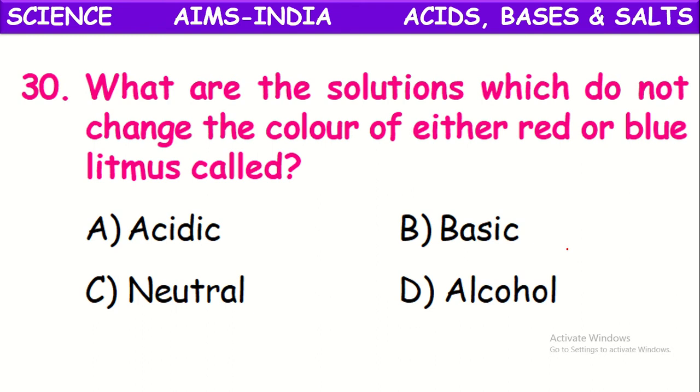Next, what are the solutions which do not change the color of either red or blue litmus called? What are the solutions which do not change the color of litmus paper? The substances which do not change the color of litmus paper are called neutral substances, neutral solutions. If they change the color of litmus paper to any one color, then they might be either acids or bases. But if they do not change it, they will be neutral substances.